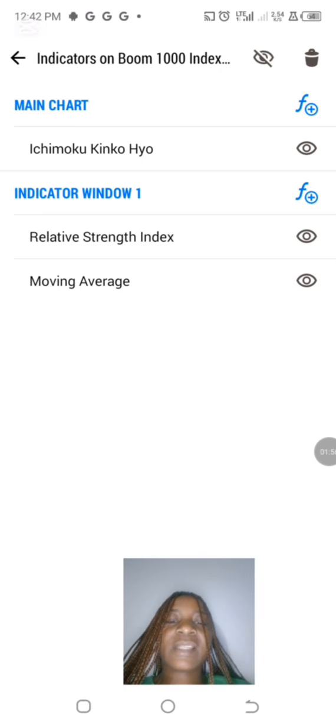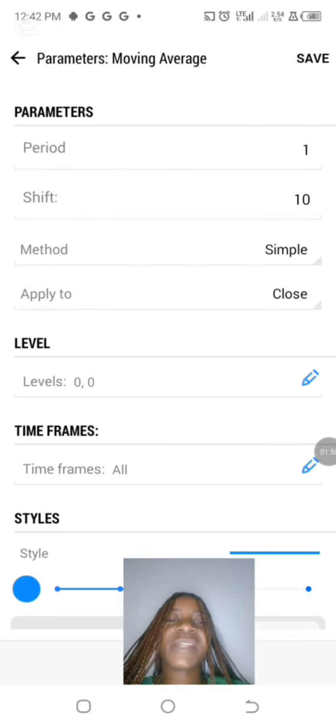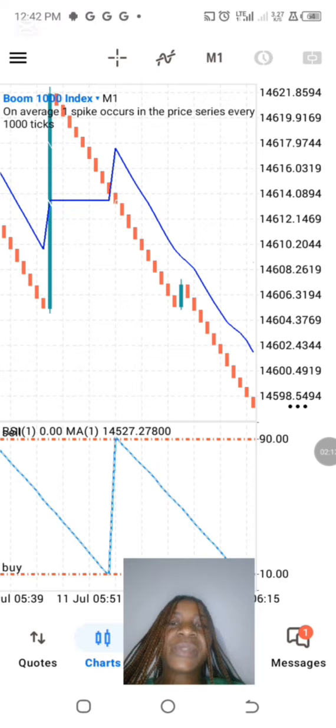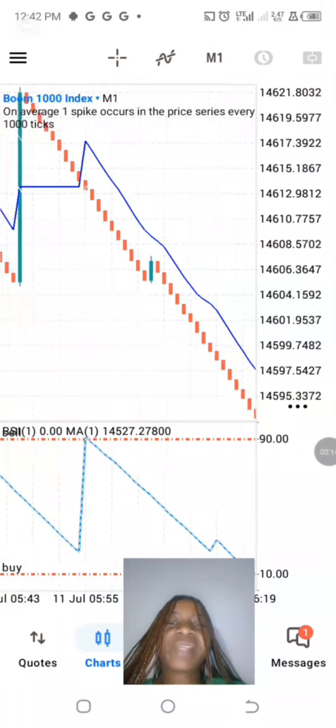Then the last indicator that you are going to be using is the moving average with the following parameters: period 1, shift 10, method simple, apply to close, levels none. Style, I choose blue. You can choose any color of your choice. When you are done, you click save. And when you come back, your chart must appear like this.